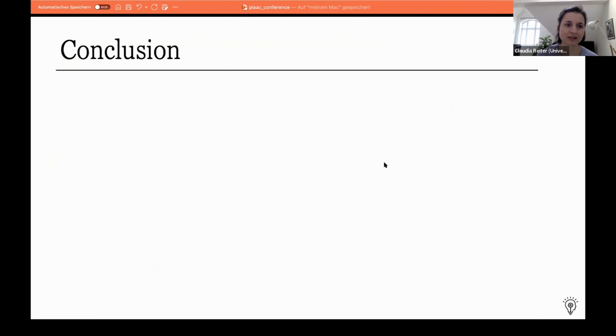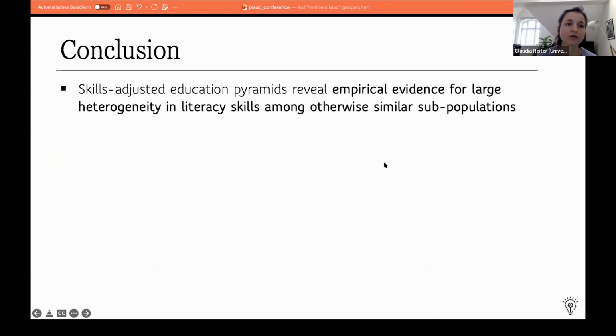But yeah, now I will just sum up with some concluding remarks. So my skills adjusted education pyramids reveal indeed empirical evidence for large heterogeneity in literacy skills among otherwise similar subpopulations. So I think this hypothesis was supported by my visual results that I showed you.